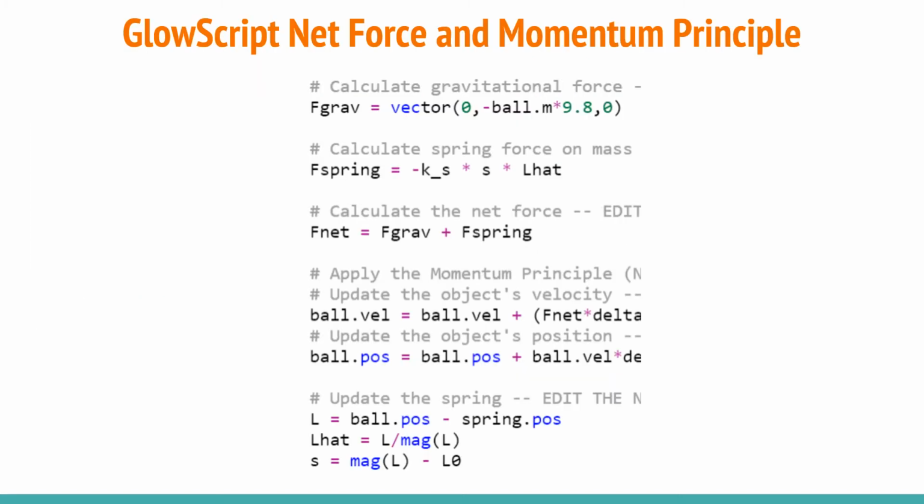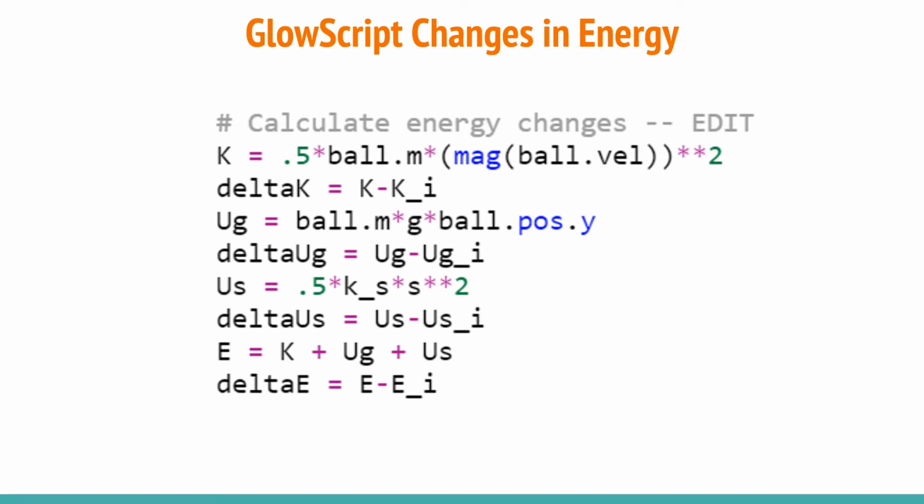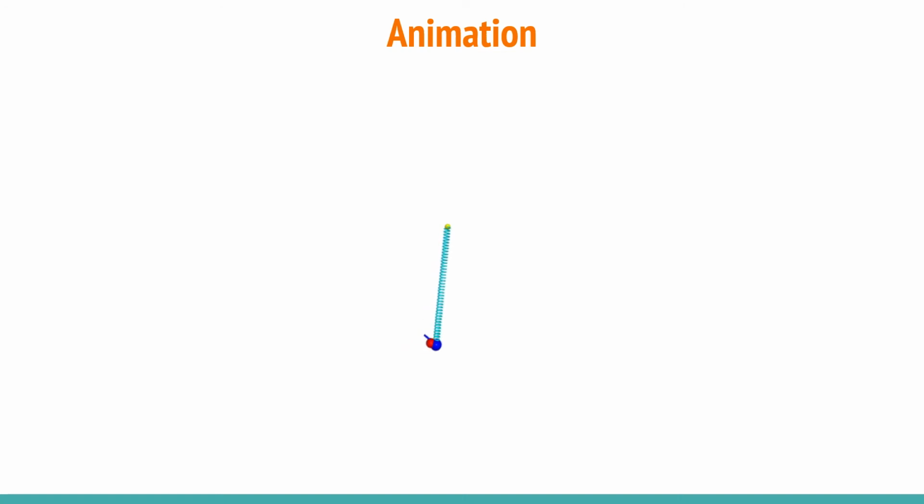I then inserted equations to continually update the net forces. The only forces acting on the object are gravity and the spring force. Using Newton's second law, I updated the velocity and position. Finally, I inserted the equations for each type of energy and the changes in energies. When I run the code, it produces a model of the predicted motion and the experimental data. The red ball indicates the experimental data, while the blue ball shows the predicted motion.